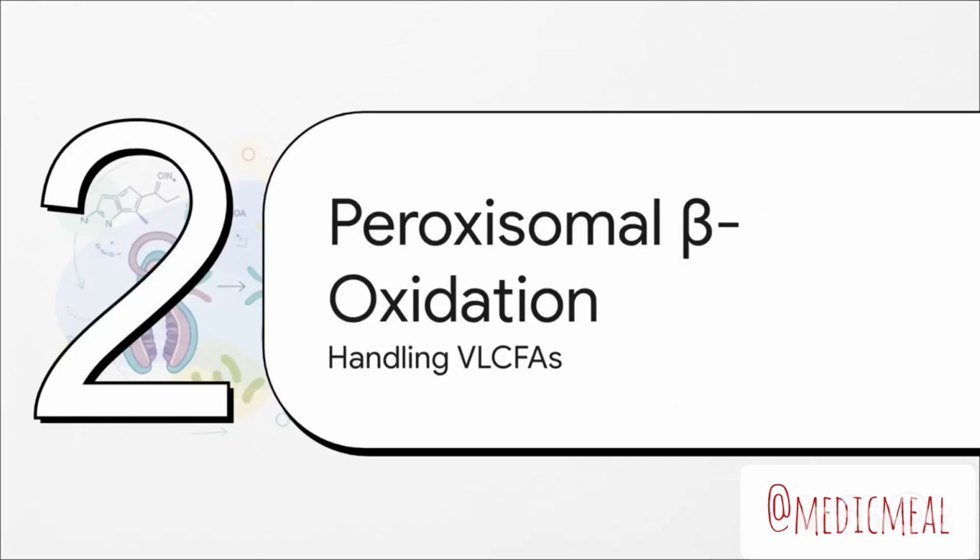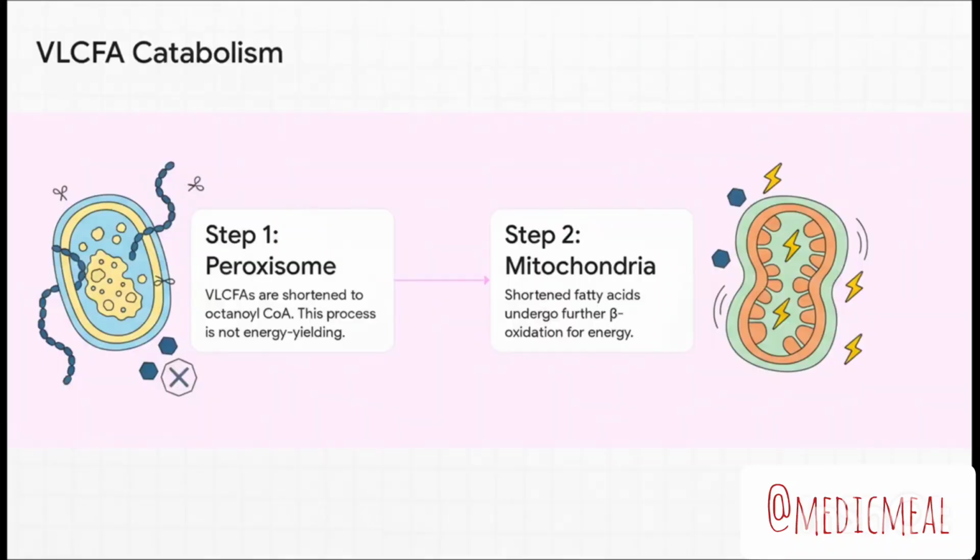All right, let's circle back to the peroxisome because it has another really important job to do. It has its own version of beta oxidation, and its main role is to handle very long-chain fatty acids. Breaking down these really long-chain fatty acids, or VLCFAs, is actually a tag team effort. Step 1 happens in the peroxisome. The VLCFA goes through a sort of preliminary beta oxidation, getting chopped down until it's a medium-chain fatty acid, something like octanoyl-CoA. Super important point, this first step does not produce any energy. Then, for step 2, that shortened fatty acid is shuttled over to the mitochondria, where it can finally undergo standard beta oxidation to generate energy.